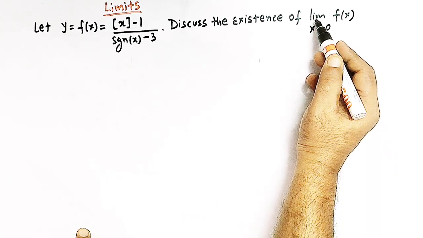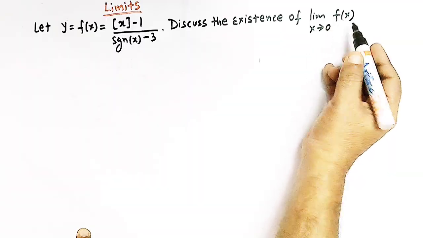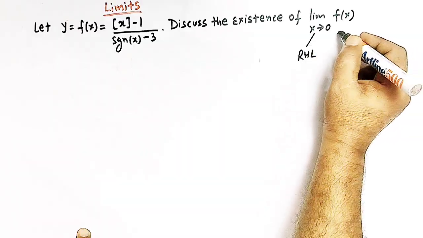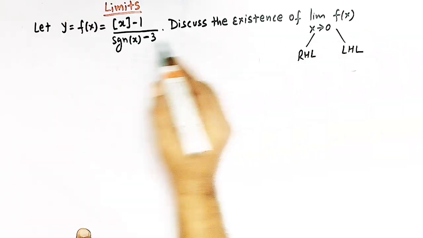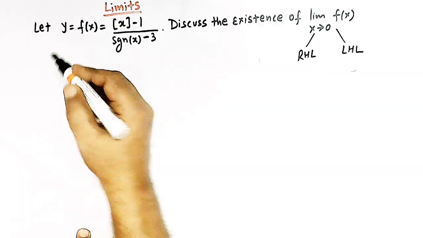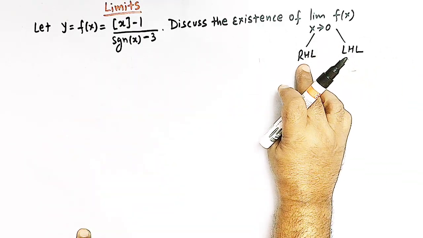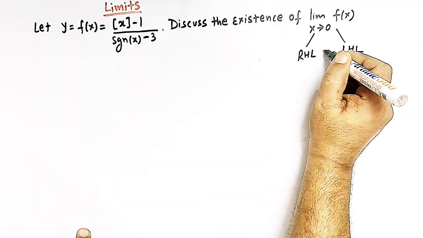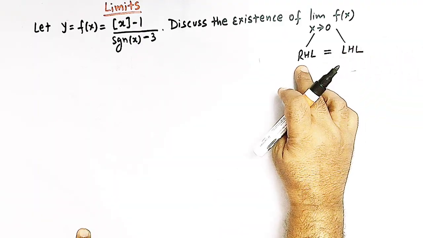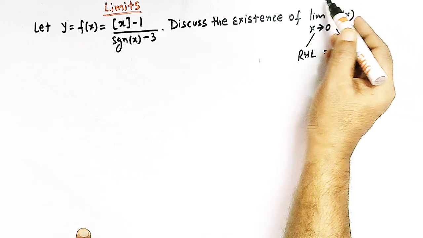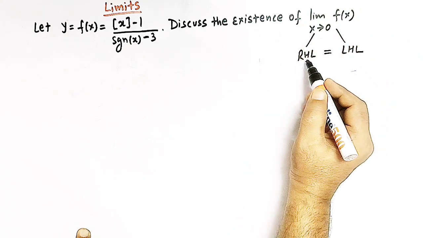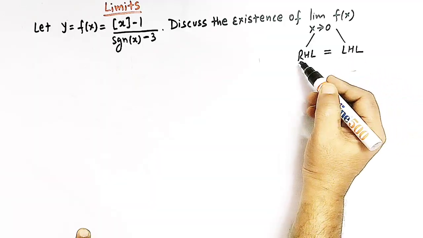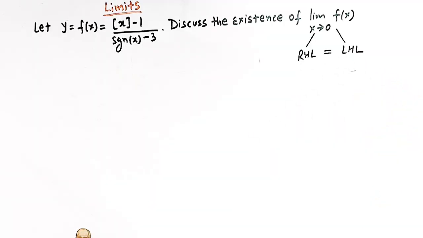So now this limit, that is limit x tends to 0, f of x, exists if the right hand limit and the left hand limit of this function y is equal to f of x when x tends to 0, both these limits are finite and they exist, and moreover these two limits should be equal to each other. So this limit is going to exist if the right hand limit exists, the left hand limit exists, and both the limits are equal to each other.